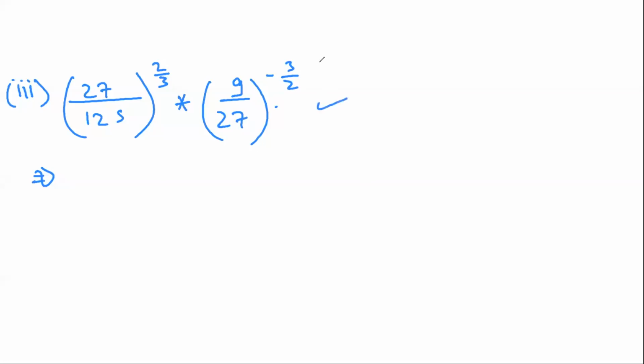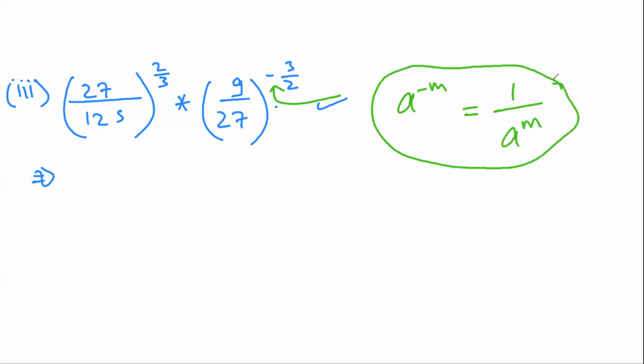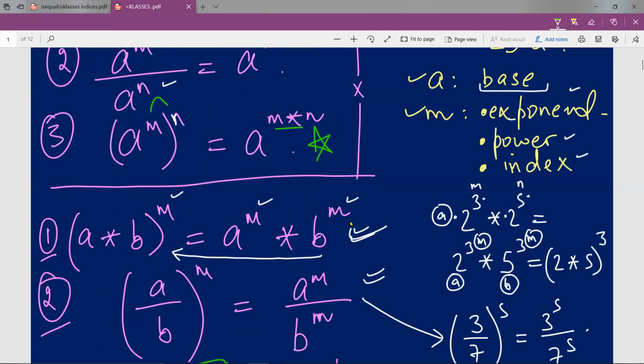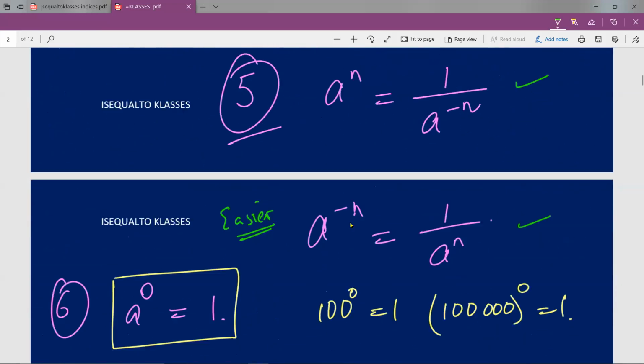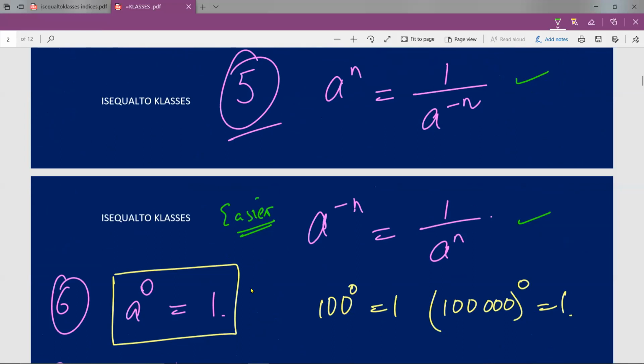See, one general advice to you is that whenever you see negative in the power or the exponent, one of the easier ways of solving all these questions is by applying this rule, that a raised to power minus m is equal to 1 upon a raised to power m. Where do I get this rule? If you have seen my previous video, this is where we had discussed this: a raised to power minus n is equal to 1 upon a raised to power n.